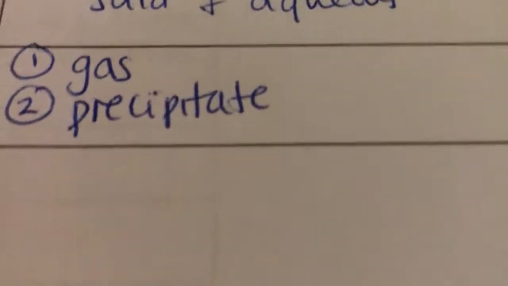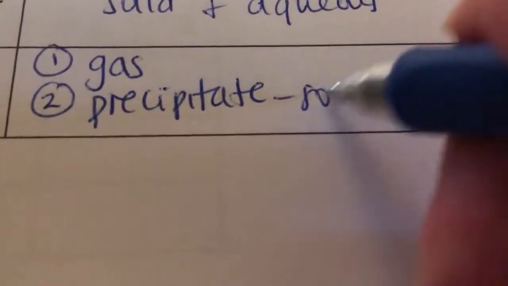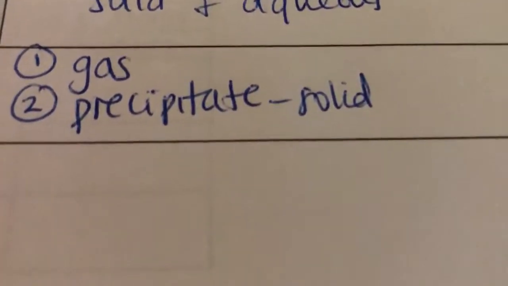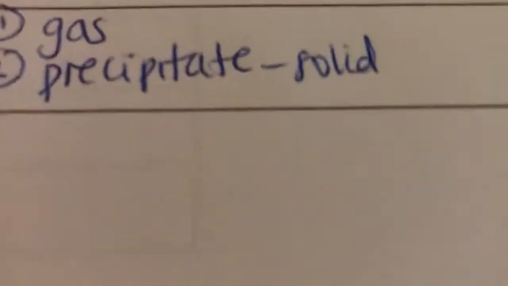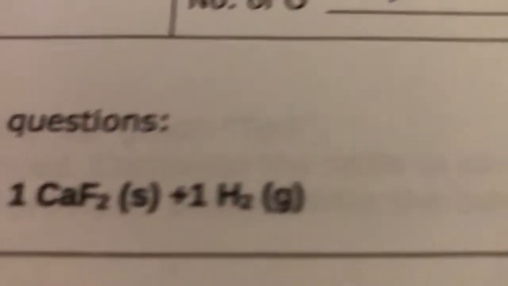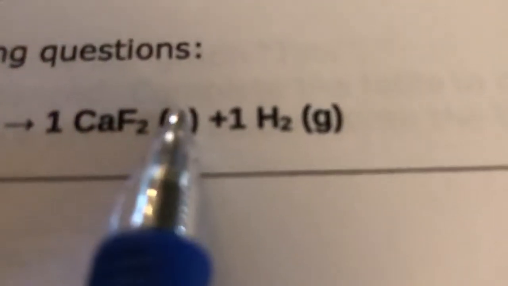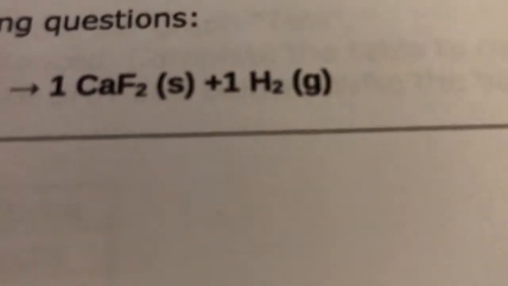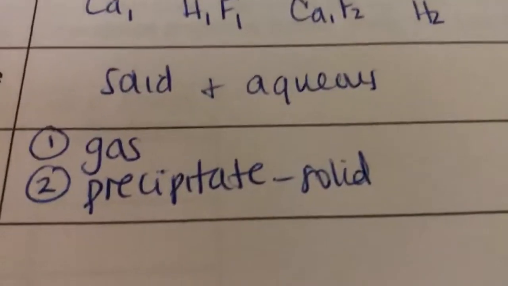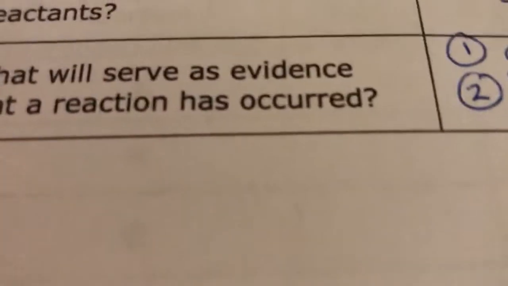Another thing that we said could happen would be a precipitate. Remember, precipitate is a fancy word for solid. Did we have a solid form? Oh, we sure did. So in this reaction, we actually had 2 different indicators that a reaction occurred. We had 2 indicators. Now, indicator 3 would be heat and light.